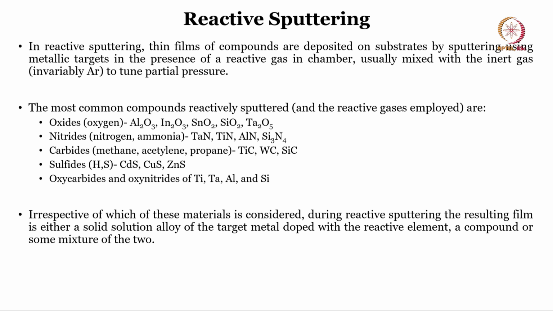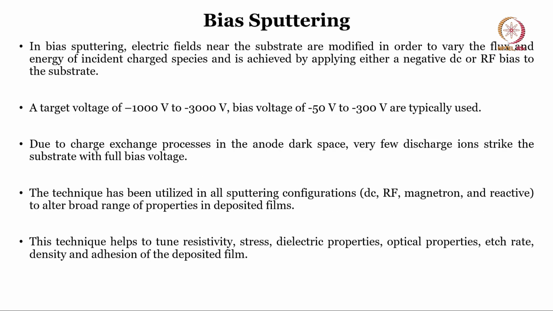So, irrespective of which of these materials is considered during reactive sputtering, the resulting film is either a solid solution or alloy of the target metal doped with the reactive element, a compound, or some mixture of the two. So, that is the advantage of reactive sputtering when we have to go for multiple materials.